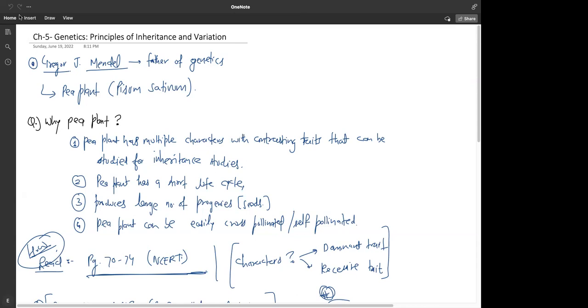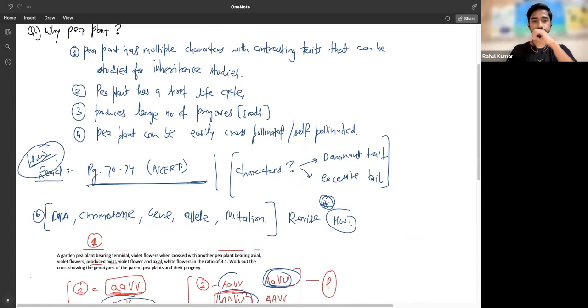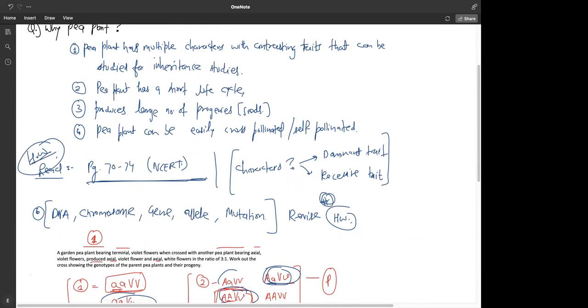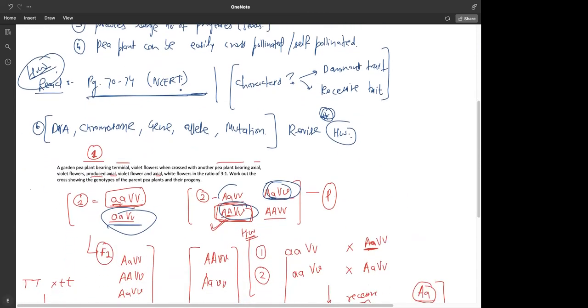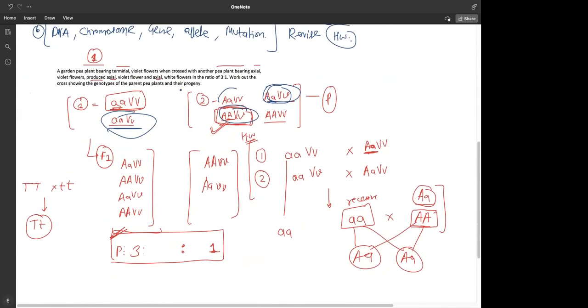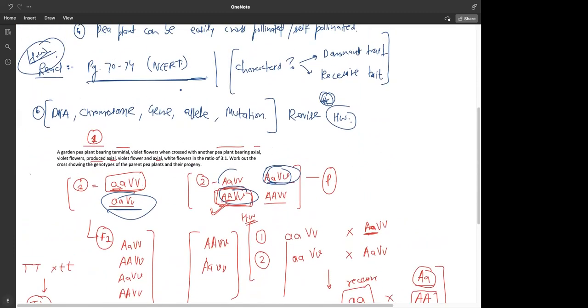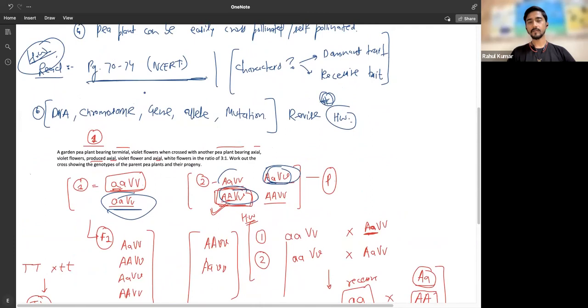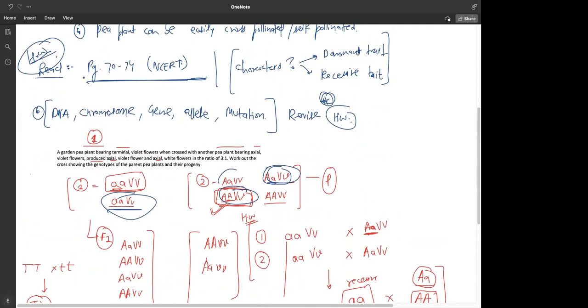Then you asked us to read about dominant and recessive characters, pages 70 to 74 from the NCERT. And then you asked us to revise DNA, chromosome, gene, allele, and mutation. Everyone did the revision, your homework, because we are going to step into genetics.